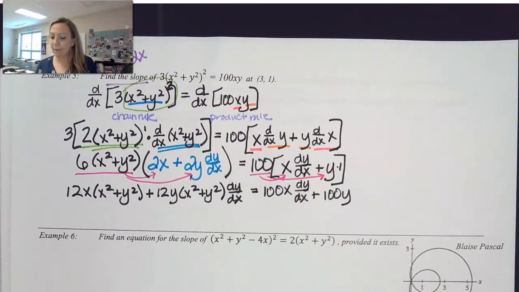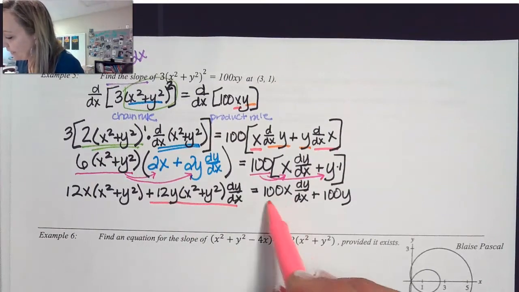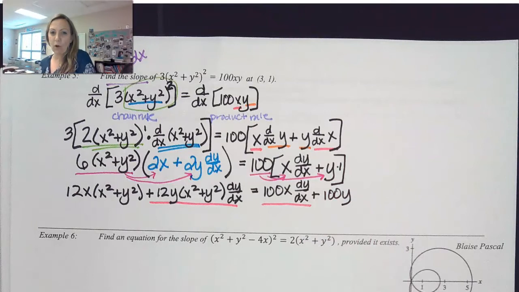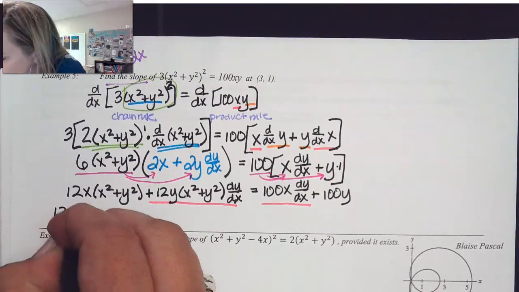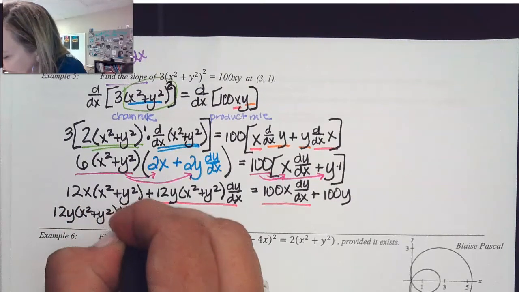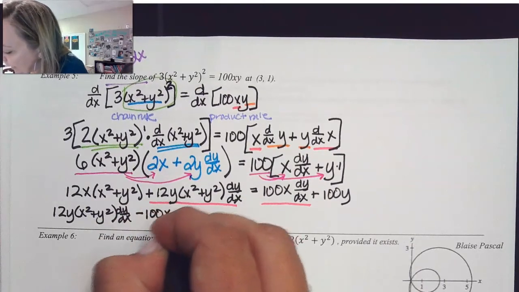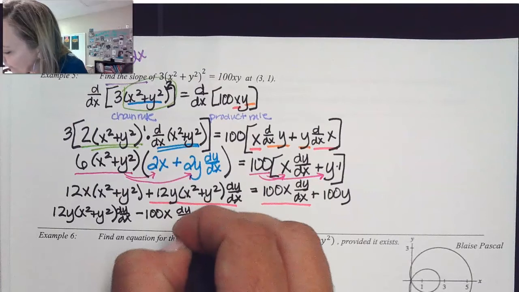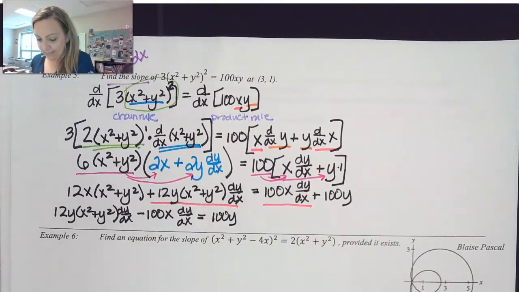Okay. So remember we said we want all the terms involving dy/dx on one side. These are the terms that are involving dy/dx. So I want all of those on one side. So I can have 12y(x squared plus y squared) dy/dx. Now I'll move this guy over, minus 100x dy/dx. And then I still have 100y on this side.